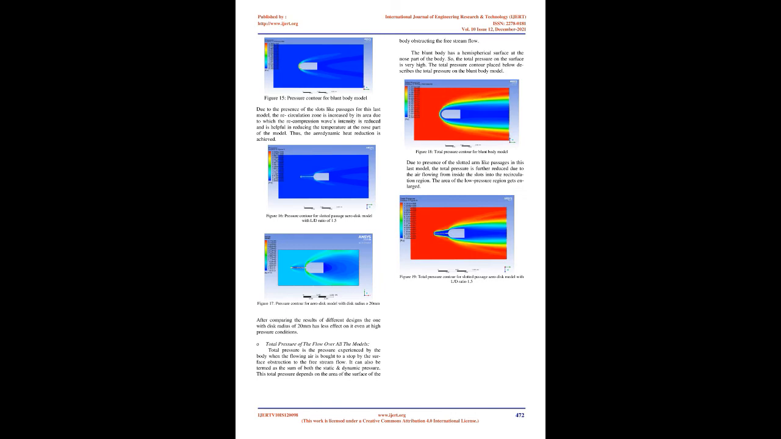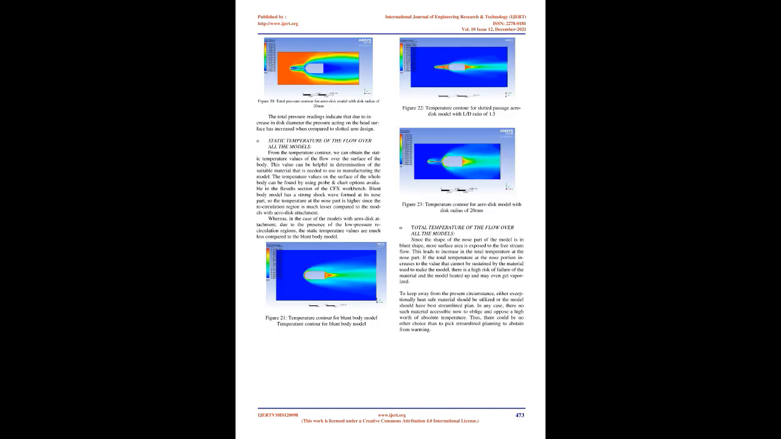For the aero-disk model with L/D ratio of 1, a very small recirculation region is formed at the nose portion, which is larger compared to the blunt body model. For the slotted aero-disk model, due to slot-like passages, the area of recirculation region becomes much larger compared to all the above models. These slots send an additional amount of low-pressure air into the recirculation zone, increasing the low-pressure region in front of the nose part of the model.